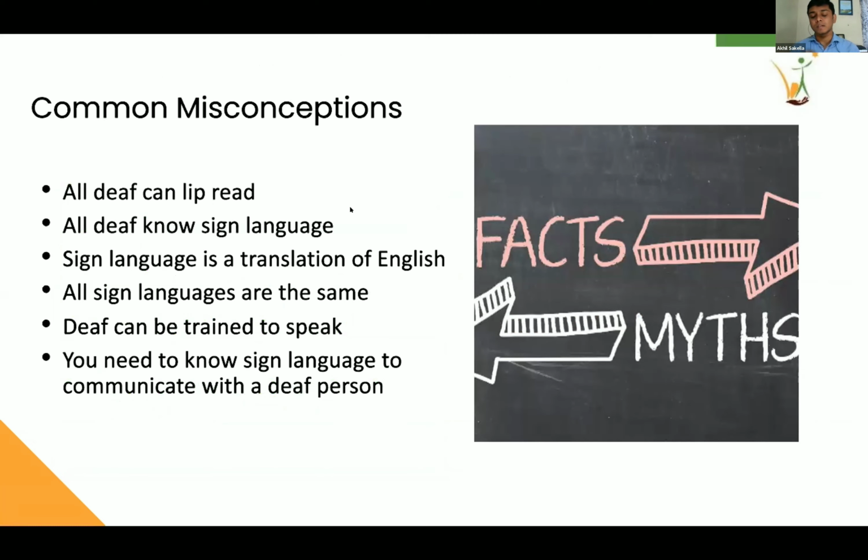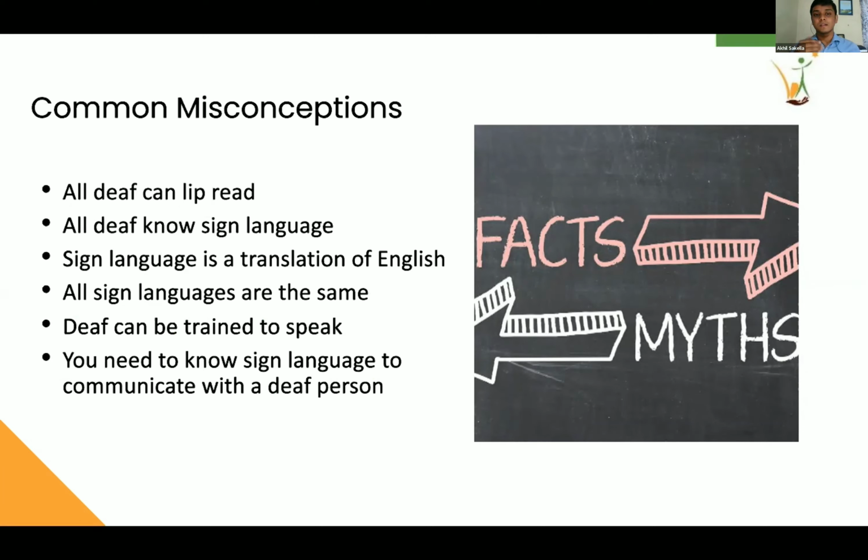Coming to some misconceptions about the deaf, people think all deaf people can lip read, and that if we speak with them slowly and loudly, they will understand and it is possible to communicate with them. No, that's not possible. Coming to the second point, people think everyone who is deaf knows sign language. No, that's not so, because some deaf people did not get access to learn sign language. They didn't have any deaf friends, or they grew up in a close community where they interacted only with speaking people rather than sign language users. So they didn't get a chance to learn sign language.